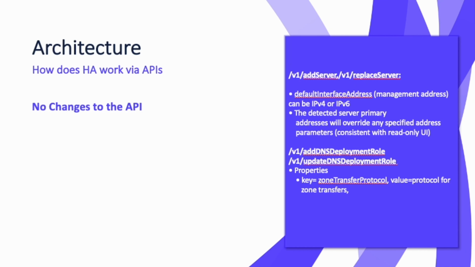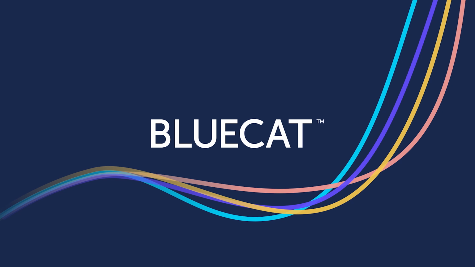How does HA work via the API? Luckily, there was no need to make any changes to the API as it already supported using IPv4 or IPv6 addresses, even if the systems themselves could not. It is to be noted that the detected server primary address will overrule any specified address parameter, as it does with the read-only GUI.